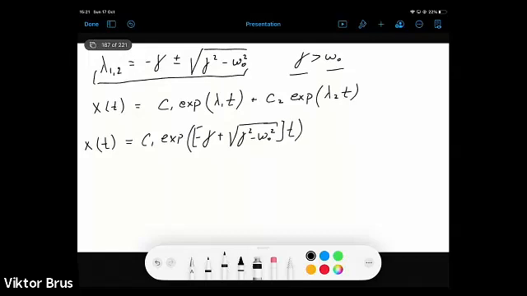Then we have another component. It's plus C2 exponent minus gamma, and now we subtract: minus the square root of gamma square minus omega naught square.